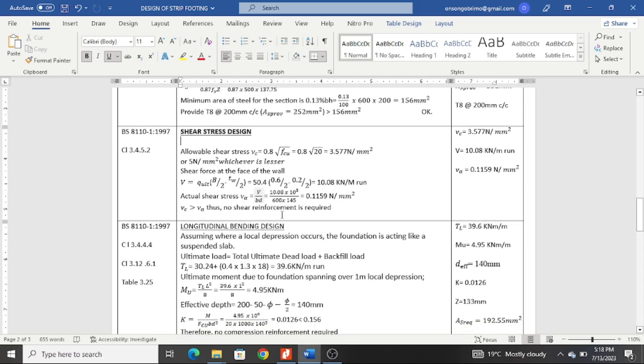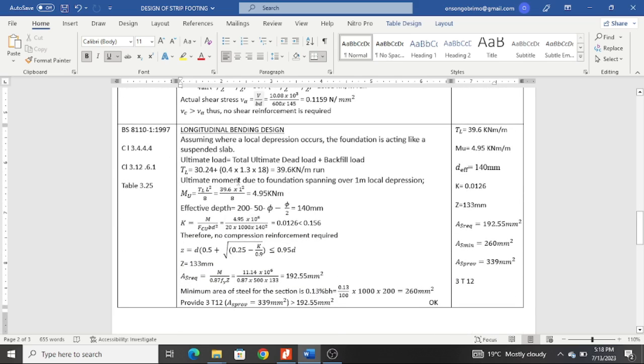And in most cases, unless you have very high axial loads, you're not going to do shear design in your strip footings. And next we have longitudinal bending design.